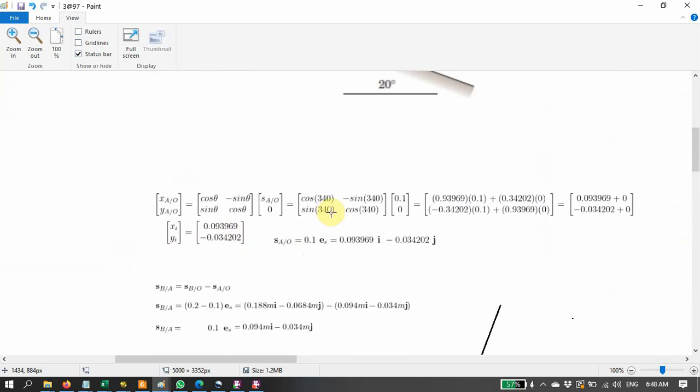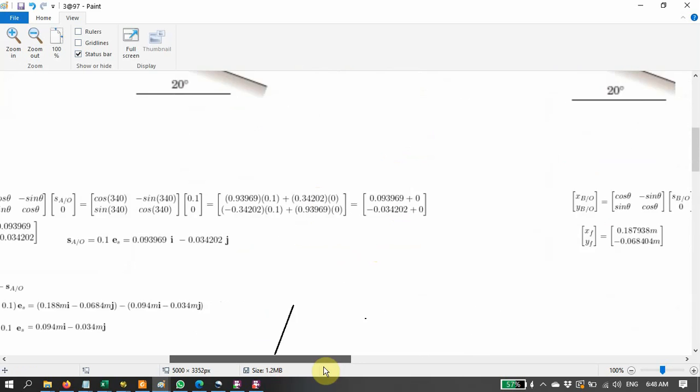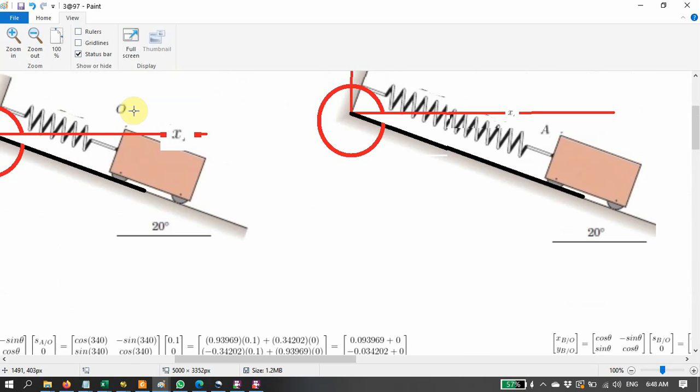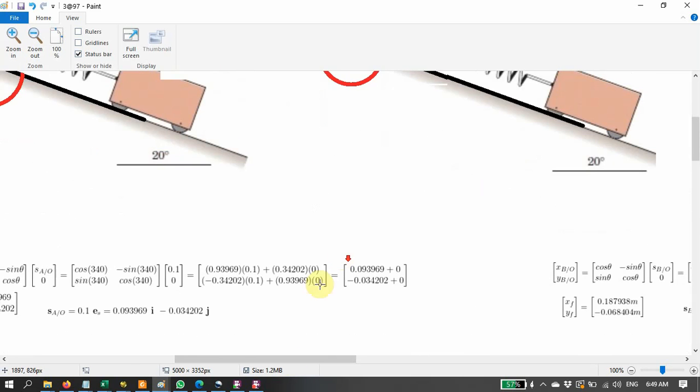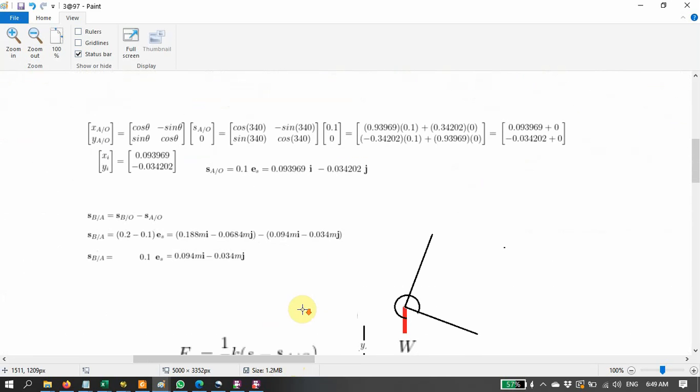So the angle that we made for conversion from the s coordinate system to the rectangular coordinate system is 340 degrees, after it has been deformed, right? So from this position to that position, the s coordinate will be 0.1 meters, but in the rectangular coordinate system it is 0.09 meters in x and minus 0.03 meters in the y direction.